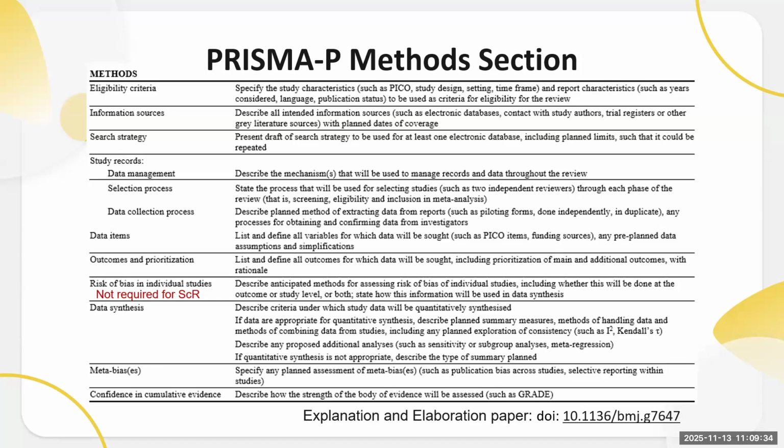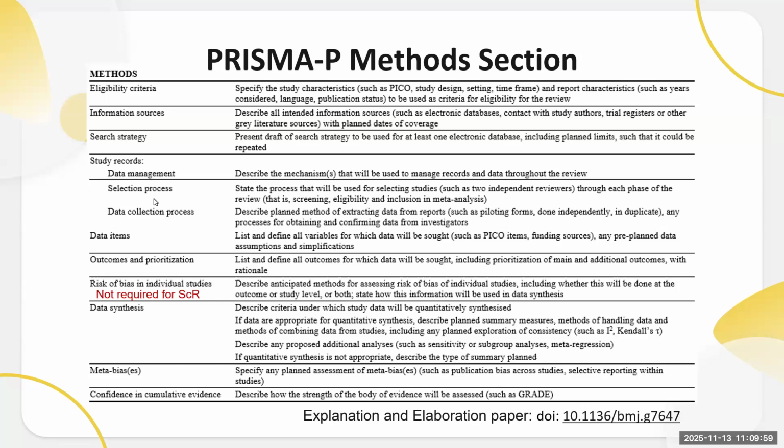Information sources is a big one for librarians, of course. Think about, where will you search? What dates are covered by your databases? Will you search registers? How will you conduct forward and reverse citation searching? How are you going to handle gray literature? There's a lot there. So I recommend looking at the explanation elaboration.